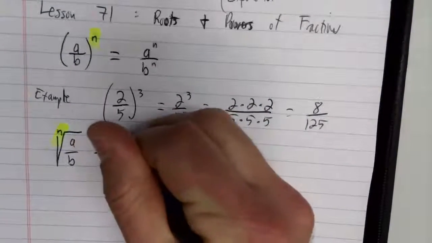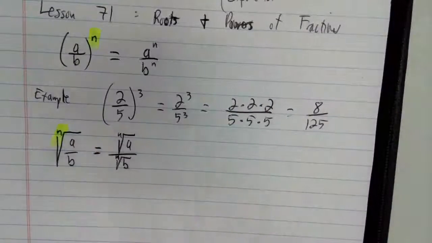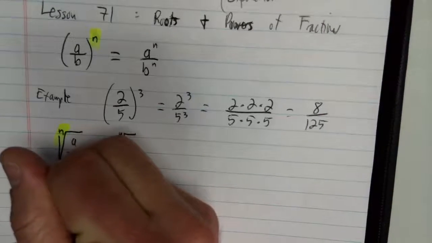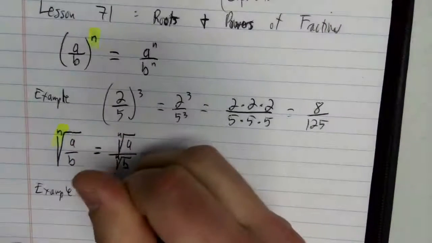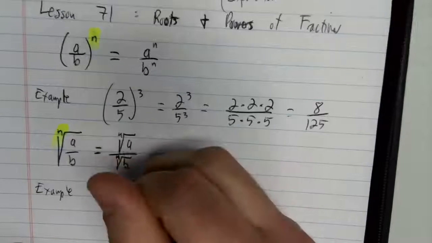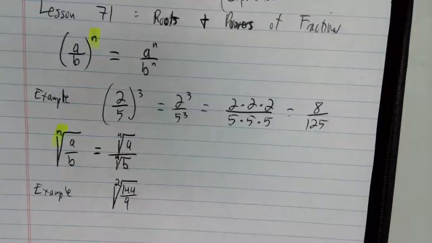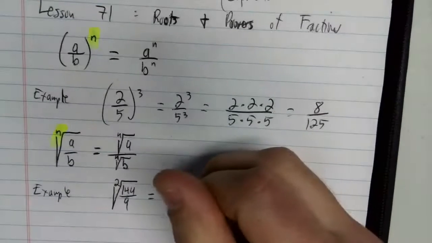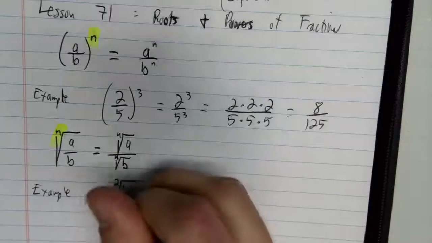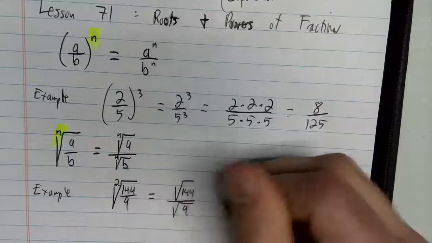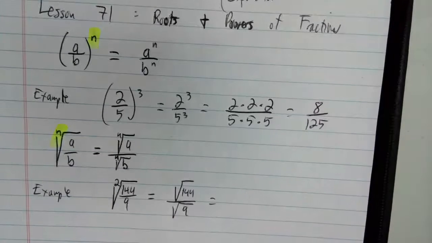So, here's what we want to make sure we get. That's it. So the example here, let's say I ask you to find the square root of 144 over 9. What that allows me to do is find the square root of 144, and then divide it by the square root of 9. So what's the square root of 144?